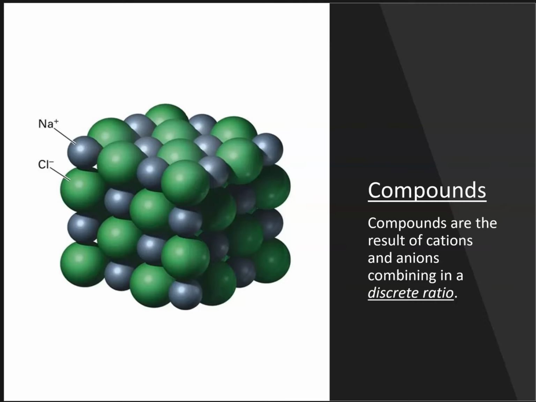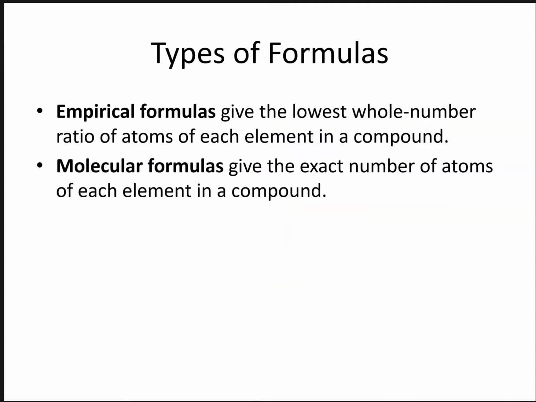When it comes to compounds, we simply write what's known as the empirical formula. That is the lowest ratio of atoms relative to each other. So anything that's ionic, anything that's a compound, you always have the smallest ratio of atoms to each other.